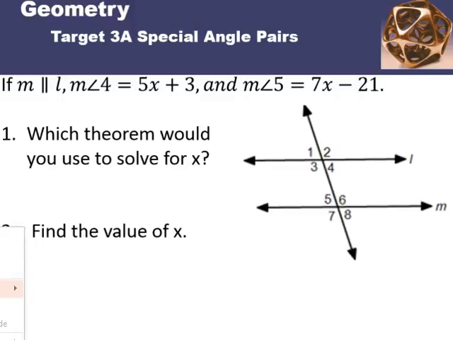Okay, so this is the Geometry Target 3A, special angle pairs. Remember our special angle pairs, I'm just going to write them down here for right now. They're corresponding. And remember, I like to think of corresponding as in the same place. Let's look at angle 1 right here. Do you see that angle 1 is on top of line L and to the left of this transversal? So what else is a top left angle? Well, 5 is. So 1 and 5 are corresponding. They're in the same place. Remember, corresponding means in the same place.